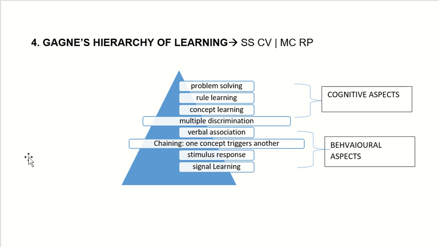So first is signal learning, SS, signal learning, stimulus response. Then is CV, chaining, verbal association. Chaining is when one concept triggers other. Okay. Then we have multiple discrimination, concept learning, and rule learning and problem solving. I hope you have understood everything, and the last two modules are especially very important along with Bloom's taxonomy. Don't leave them.